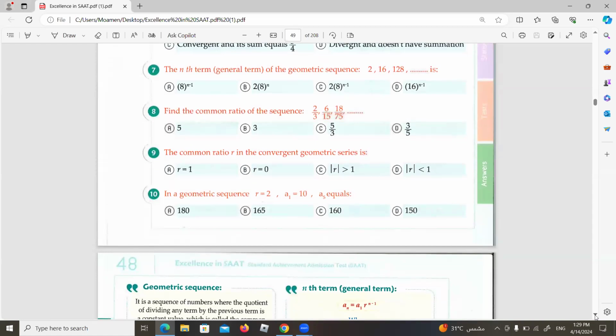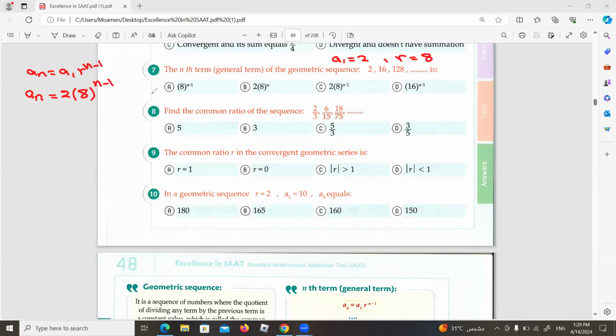The nth term, or the general term, for this sequence is very easy. The rule of the general term is an equals a1 times r to the power n minus 1. Here, 16 divided by 2, so a1 is equal to 2 and r is equal to 8, because when you divide 16 by 2, you get 8. Just substitute. So the nth term: an equals a1, which is 2, and r equals 8, so just write 8 to the power n minus 1.